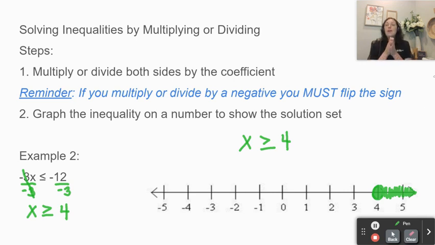So remember, the flip rule tells us if we multiply or divide by a negative number, you must flip that inequality in order to solve. And we're doing the same thing by doing the opposite of what we see there. When we see multiplying by negative 3, we do the opposite, which is to divide by negative 3.